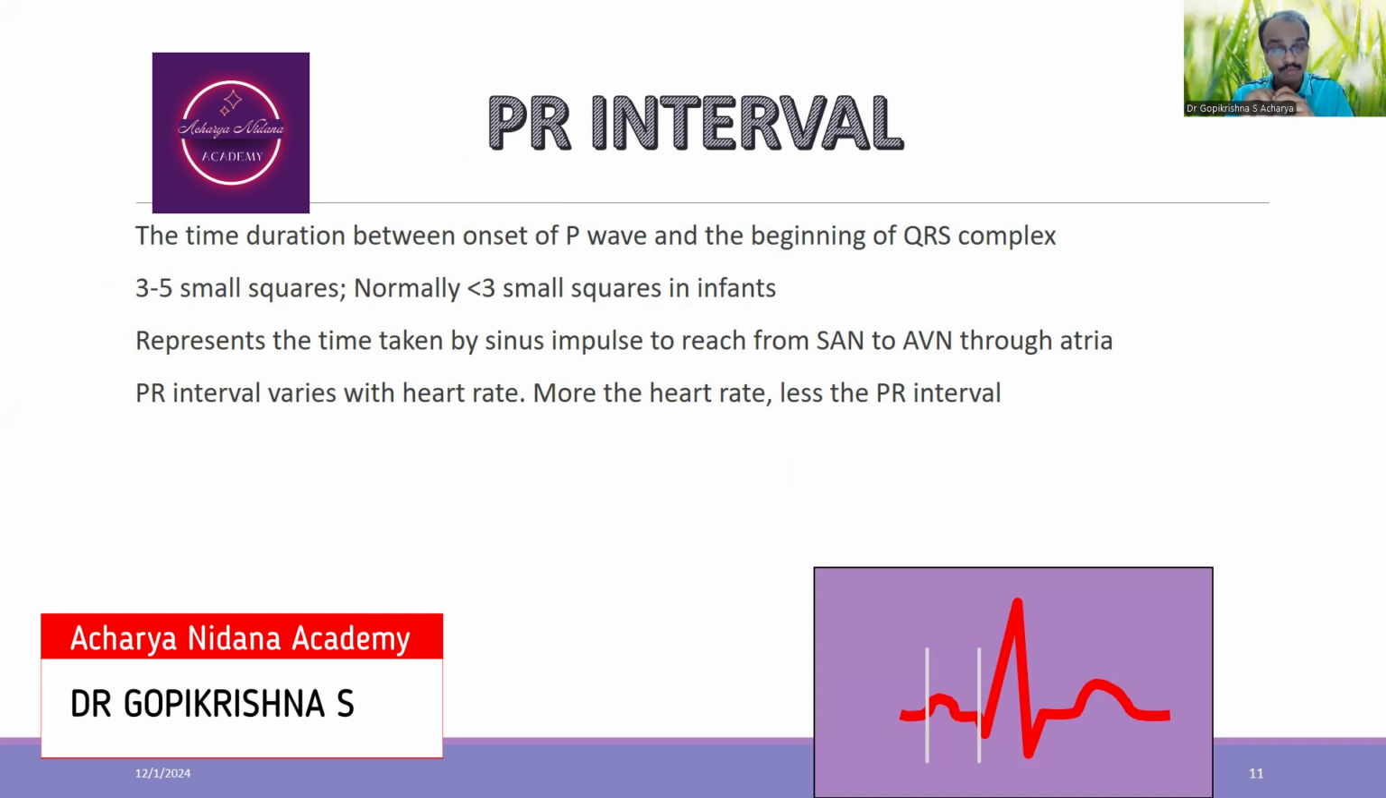Normally, it will be less than 3 small squares, specifically seen in case of infants. If it is in elderly people, that may represent nodal rhythm. When you think about the PR interval, this actually represents the time taken by the sinus impulse to reach from the sinoatrial node to the AV node through the atria. This may vary with heart rate. That means the more the heart rate, the person will have a lesser PR interval.